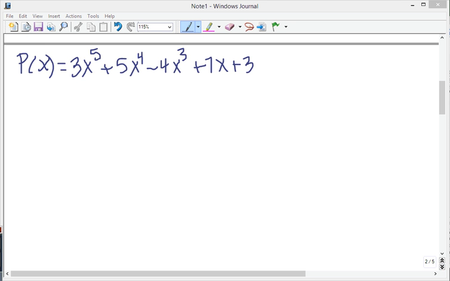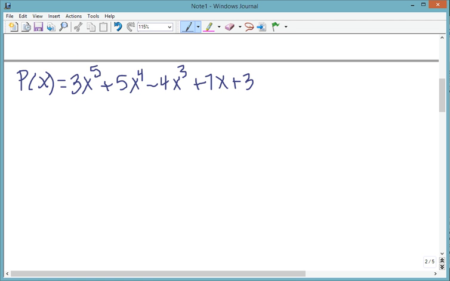And we'll use this remainder theorem for a second. So here's a polynomial p of x. And suppose I wanted to find p of negative 2. Well, I could plug it in. But some of these numbers do get rather large.